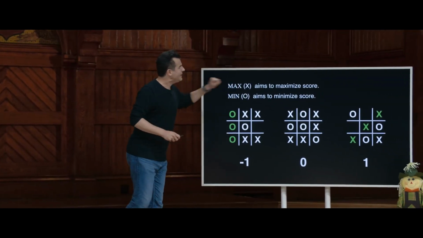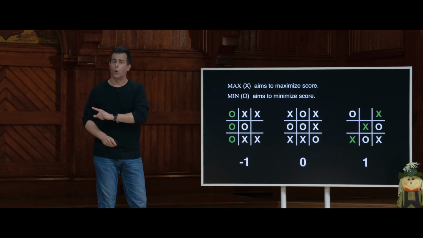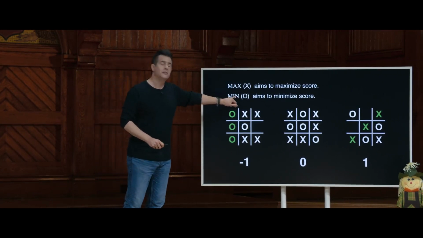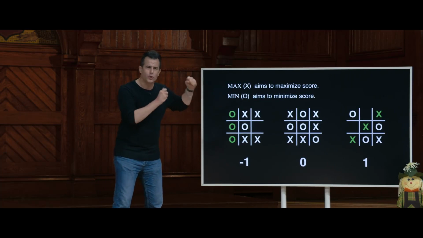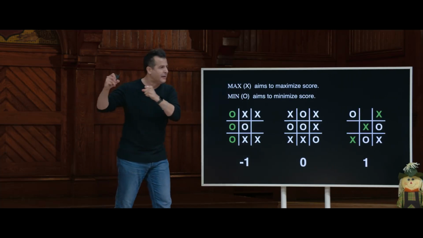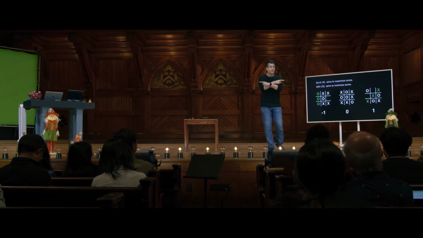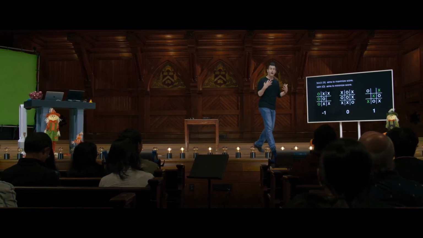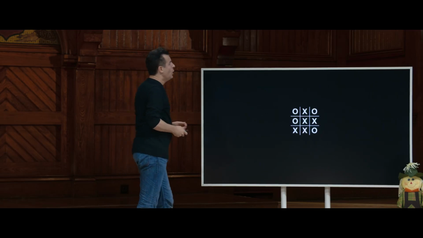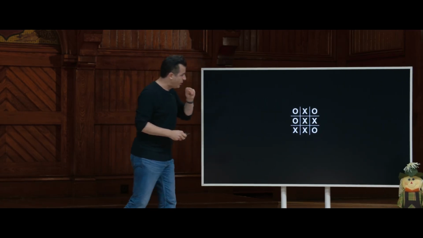So the goal, though, of X, it would seem, is to maximize its score. But the goal of O is to minimize its score. So X is really trying to get +1. O is really trying to get -1. And no one really wants 0, but that's better than losing to the other person. So we have now a way to define what it means to win or lose. Well, now we can sort of employ a strategy here.